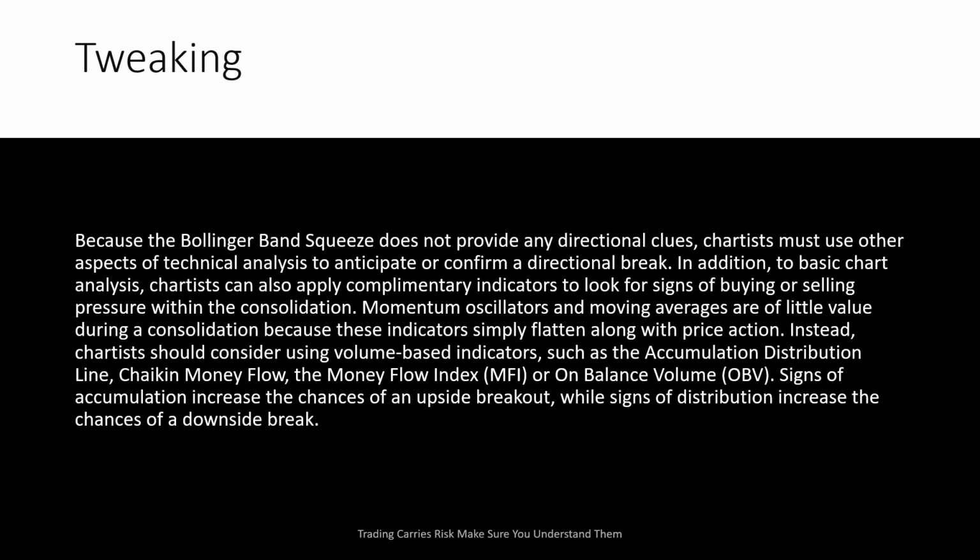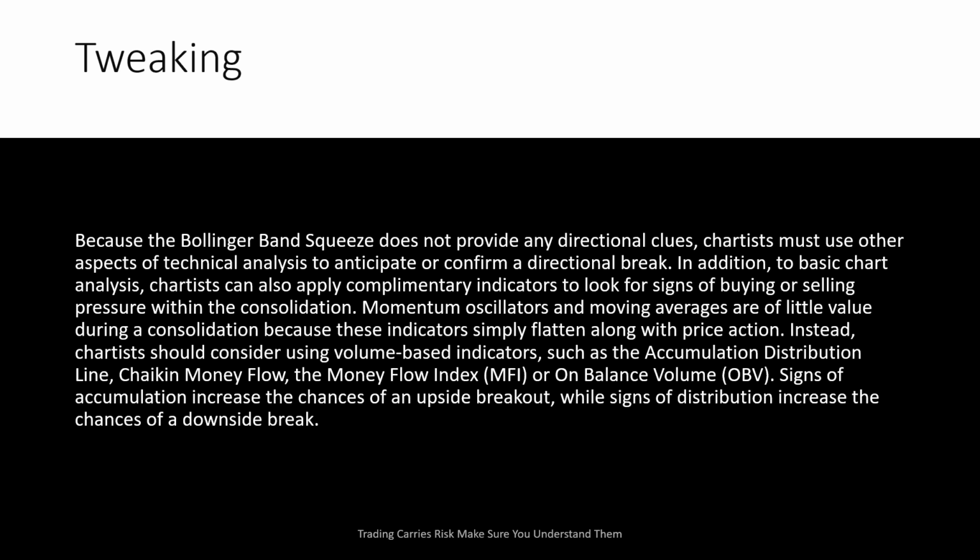So because the Bollinger Band squeeze does not provide any directional clues, chartists must use other aspects of technical analysis to anticipate or confirm a directional break. In addition to basic chart analysis, chartists can also apply complementary indicators to look for signals of buying and selling pressure to consolidate. Momentum oscillators and moving averages are of little value during a consolidation period because these indicators simply flatten along price action. So when you see the bands contract, what you're actually doing is moving into a price consolidation area with low volatility.